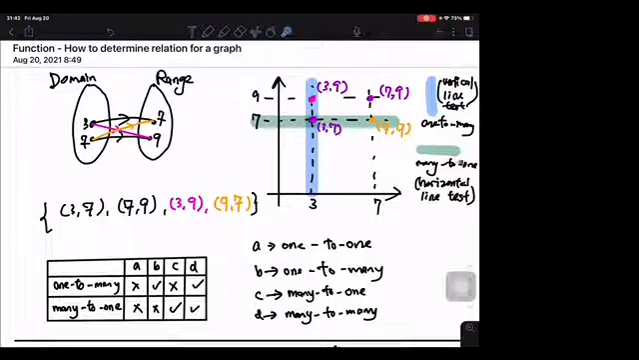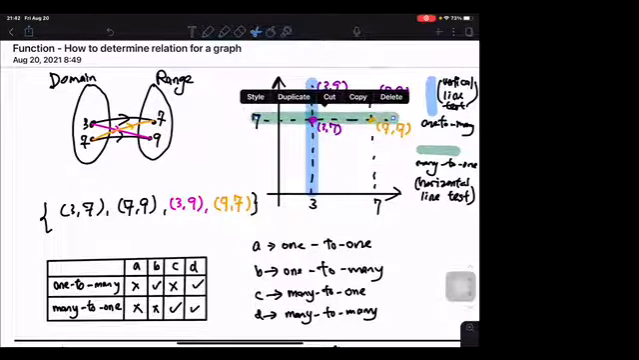Now for many-to-one, how do we check on a graph? We use the horizontal line test. So it's the same thing. You move up and down for the whole graph. For this one, you see that for this image 7, you have two inputs, two objects, that is 3 and 7. Therefore, you will have many-to-one, 2 objects linked to 1 image.